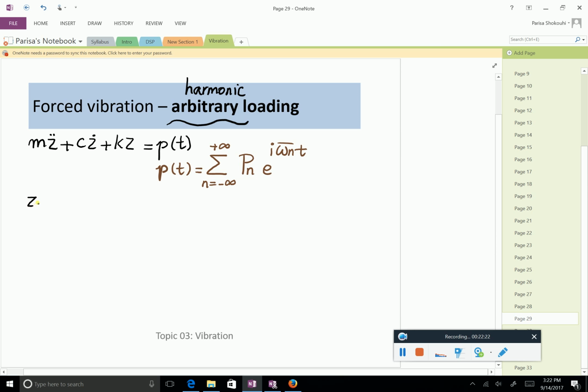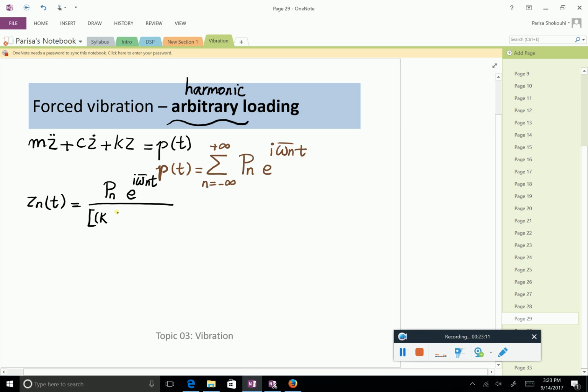So the solution to one of these, last time, we saw that it would look something like that, Pn, and that's the amplitude in the frequency domain, the uppercase, and then it would be i omega n bar, that's for excitation frequency. Basically, this is what we had last time for one single harmonic. So for the nth component, we can write that solution because it's a harmonic loading.